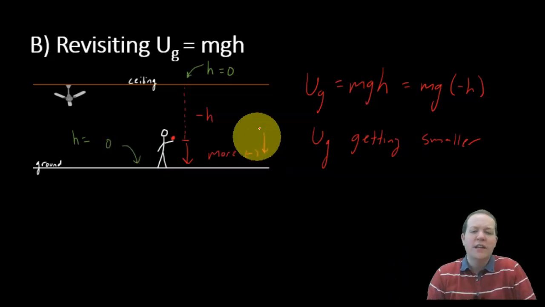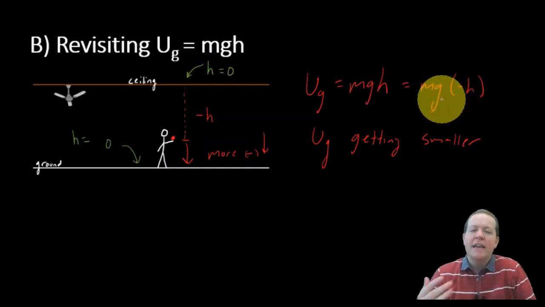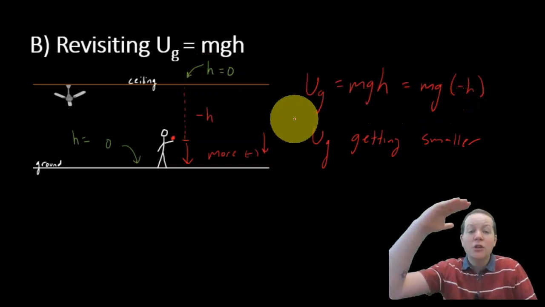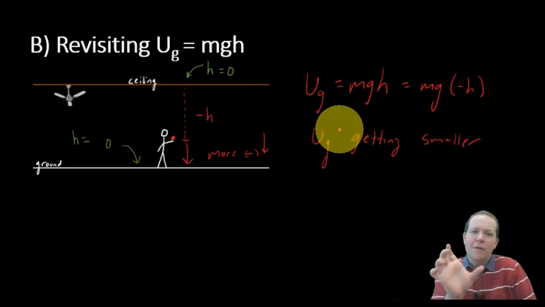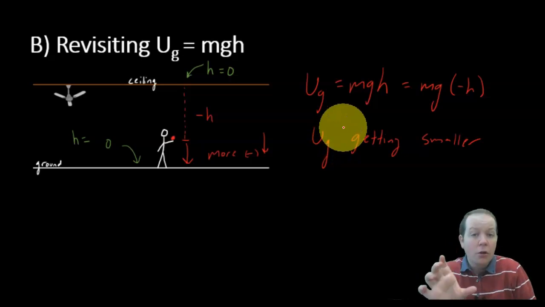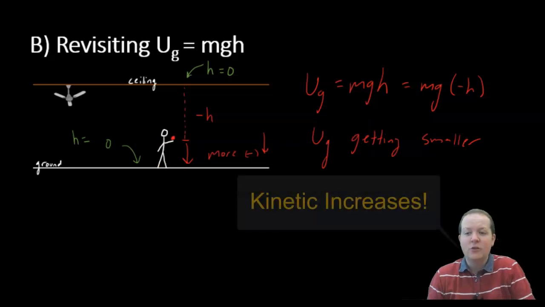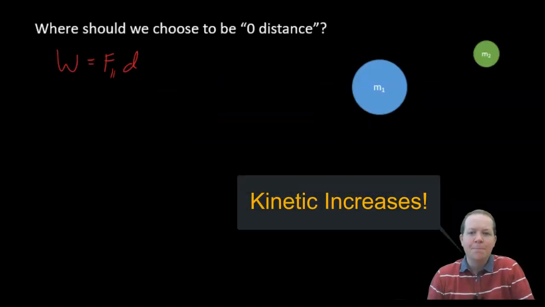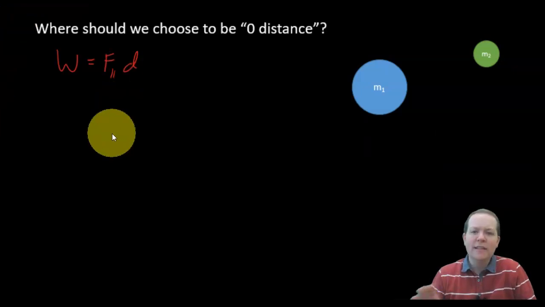So it's weird choosing up here as 0. It's weird maybe having a negative, but it still matches. As that object's falling down, it's gaining kinetic energy. UG is getting more and more negative, so the value of UG is getting smaller, which we expect. The gravitational potential decreases, the kinetic energy increases. Well, team, now let's zoom out. Let's think of our more universal force of gravity.